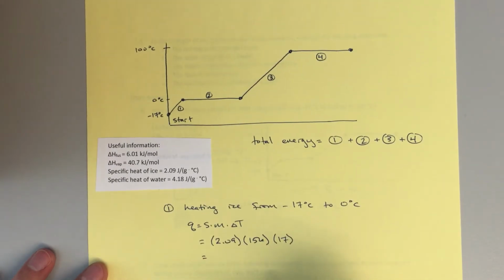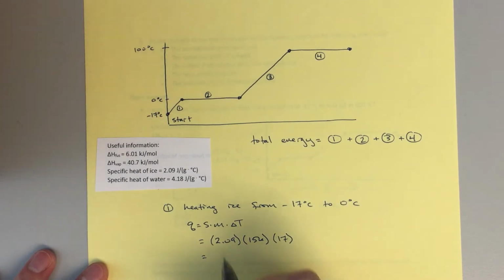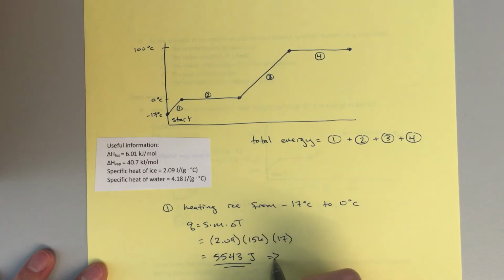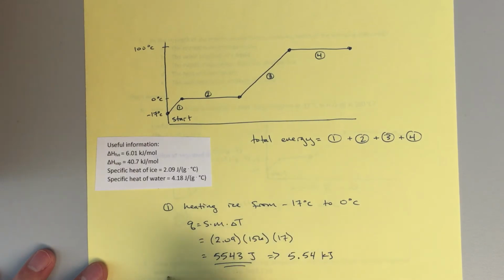The energy associated with this transition or this heating is 5,543 joules. So I really want to make sure that I'm paying attention to my units, or 5.54 kilojoules. So that's going to be the energy required for step 1.